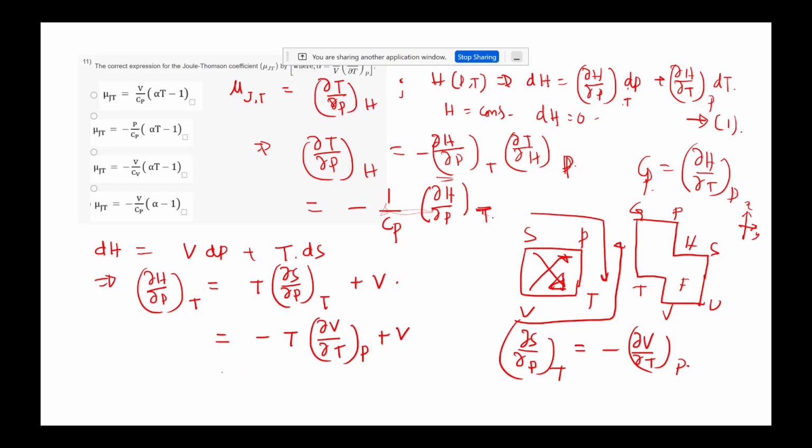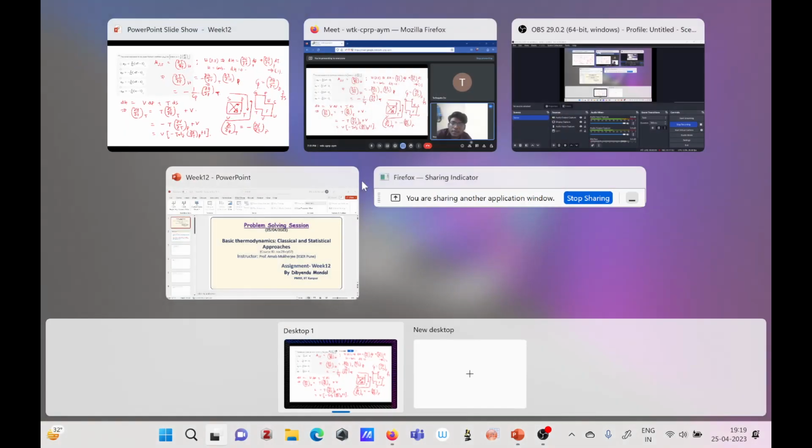Now it is easy, right? If you take V common, then it becomes V times minus T 1 by V del V del T at constant P plus 1. So alpha comes. Let me add one page here.